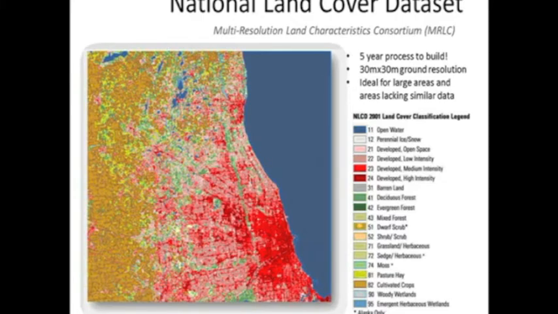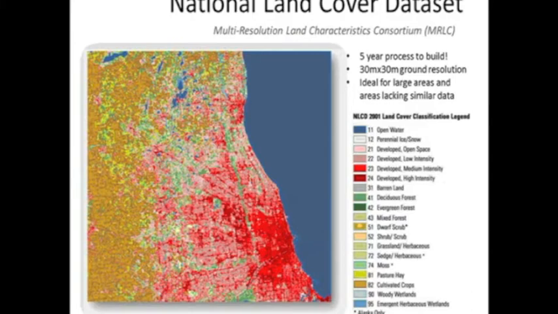Again, it's 30 meters by 30 meters on the ground. So we're talking large areas, regions, larger cities. But you certainly can use it for a homeowners association, because you're not going to get your homeowners or condo association to do a hyperspectral overflight anytime soon.